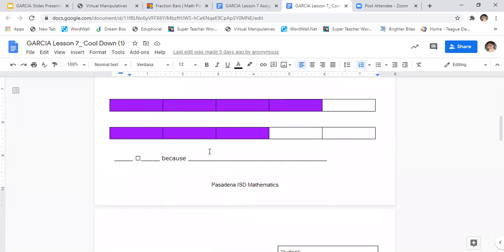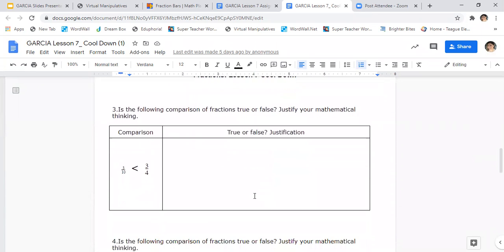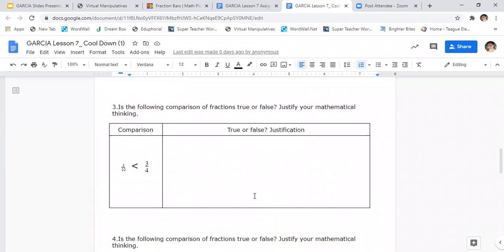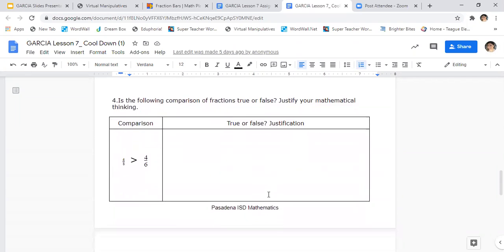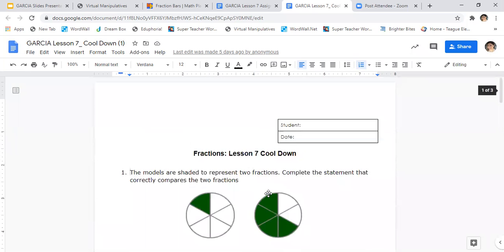Here you have another one where you're comparing them. Use your symbol greater than, less than, or equal to. Here, you're going to do what you did earlier, tell whether it's true or false, and then use words to tell why you decided that it was right or that it was wrong, and use your fraction bars as well. You're going to do several of those, and these are the two assignments that you're going to turn in.